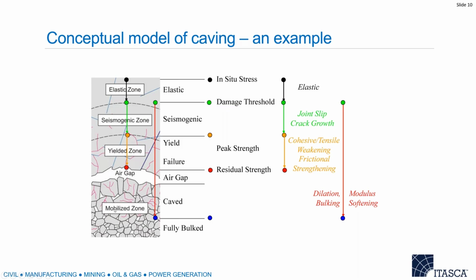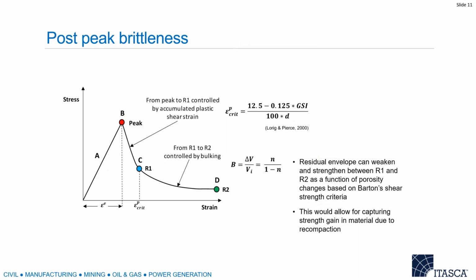Something that I need to mention here is that this is a conceptual model of caving, but it applies to underground excavation, underground mining, surface mining, slope stability. The only difference is, when you reach this state, how far out you would bulk. Probably for slopes, this is going to be very limited. For underground excavation, it is going to be very limited. But the only difference is how far down in this area you would go to bulk your material in the mobilized zone.